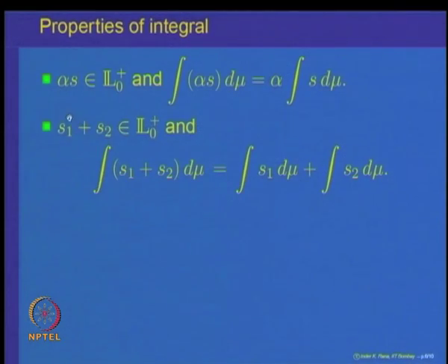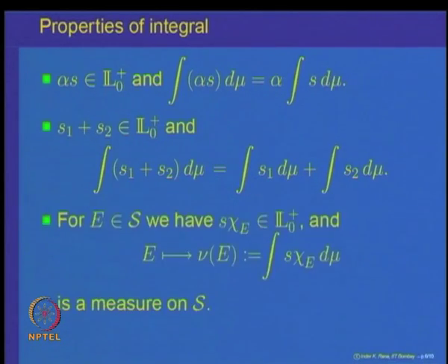Namely, if S 1 and S 2 are in L 0 plus, then S 1 plus S 2 also is in L 0 plus, and the integral of S 1 plus S 2 is equal to the integral of S 1 plus the integral of S 2.